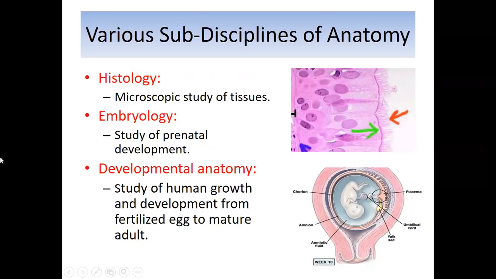That one is more focused on the prenatal development. And then the developmental anatomy, the study of human growth and development from the fertilized egg to the mature adult. Here we want to see how the human grows and develops from the fertilized egg to the mature adult. So it's not only focused on the prenatal, but goes until the mature adult. So there is a difference between developmental anatomy and embryology. Embryology is more focused on the prenatal development.